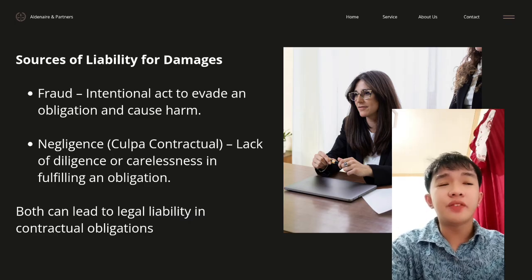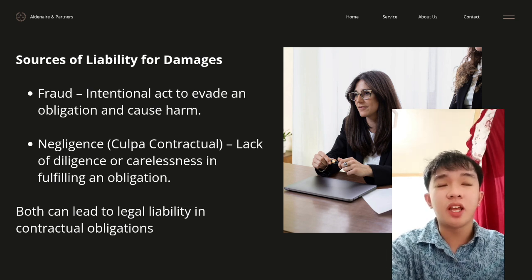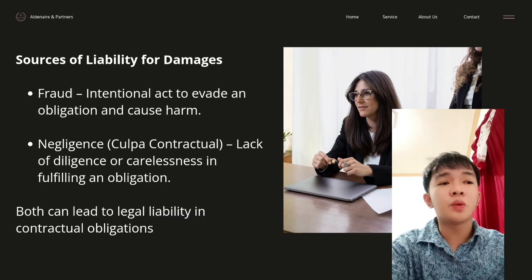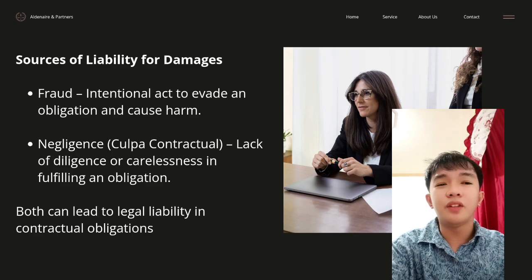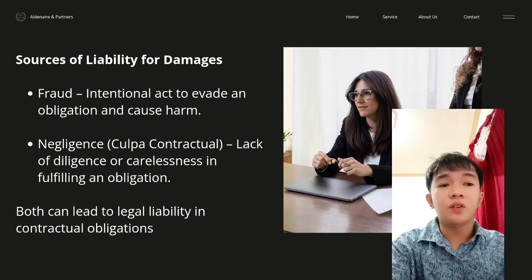Negligence. Negligence refers to a failure to exercise the level of care or diligence that is expected when performing an obligation. In a contractual setting, this is called culpa contractual, meaning the party failed to meet the standard of care required to properly fulfill their duties under the contract. For example, if a contractor is hired to fix a building and does so carelessly, leading to damage or further issues, this is considered negligence.